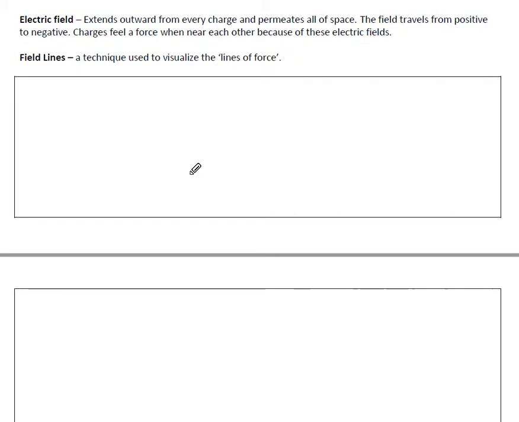So let's look at some examples. Let's say we have a positive charge and a negative charge. Let's look at a couple different examples. We have this one right here. We know the field line points in the direction of positive to negative. When we look at gravitational field lines, they tell us the direction that something with mass will move.